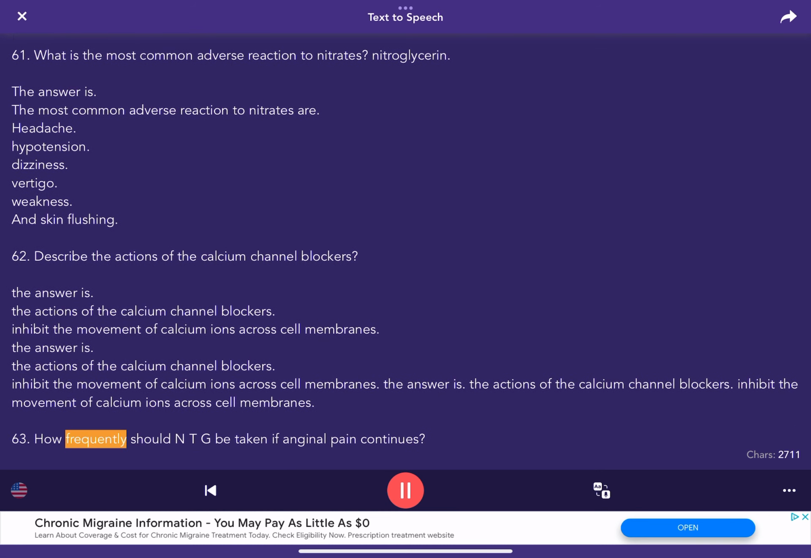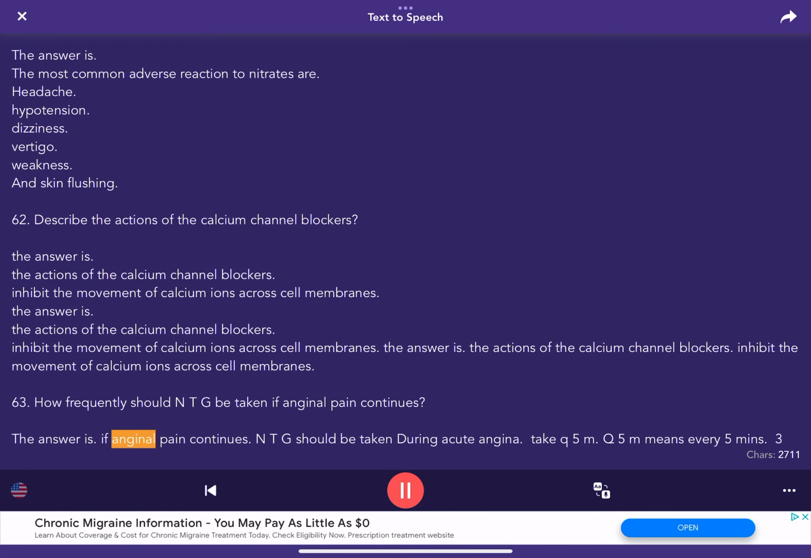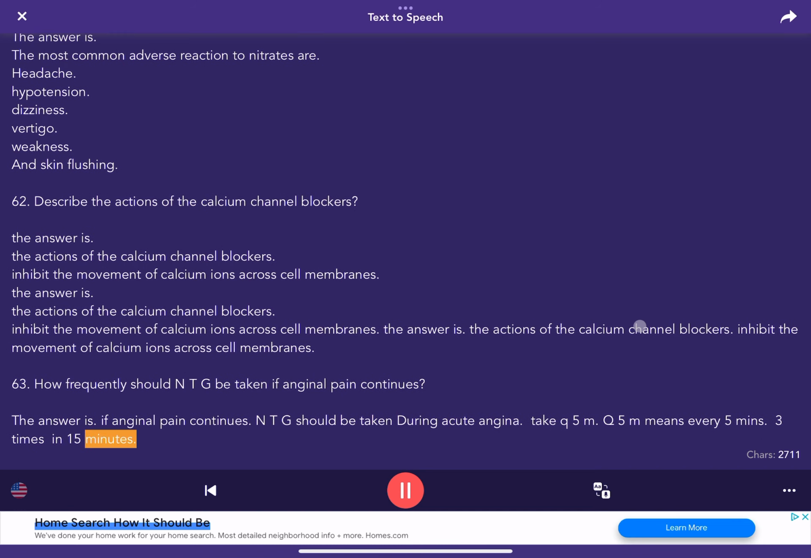63. How frequently should NTG be taken if anginal pain continues? The answer is, if anginal pain continues, NTG should be taken during acute angina. Take Q5 minutes. Q5 minutes means every 5 minutes, 3 times in 15 minutes.